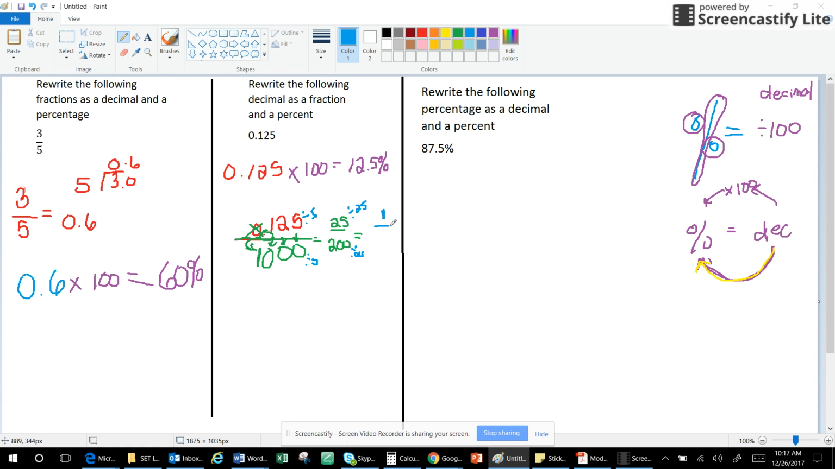So there's our percentage. And there's our fraction. And if we want to check this, how can we do it? Well, go to our calculator. 1 divided by 8, 0.125. So I did that correctly.